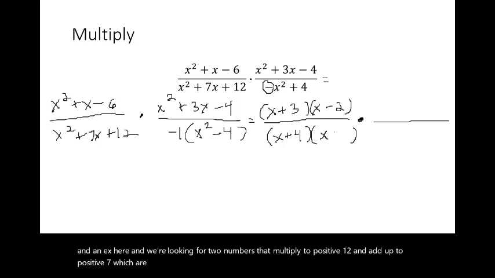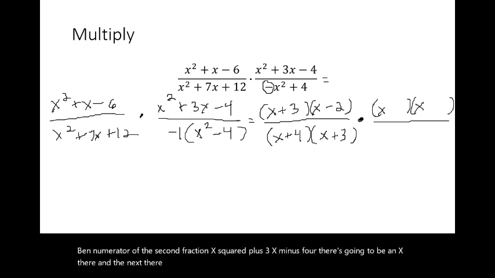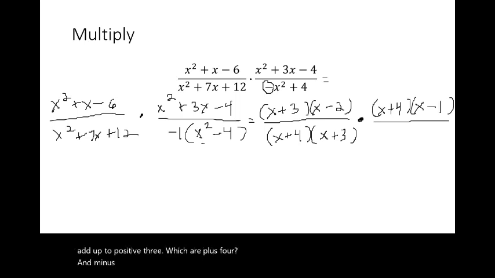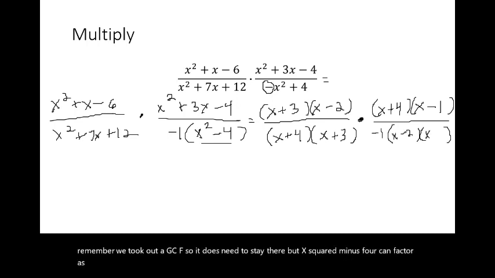Then numerator of the second fraction, x squared plus 3x minus 4, there's going to be an x there and an x there. And we're looking for two numbers that multiply to negative 4 and add up to positive 3, which are plus 4 and minus 1. Then this x squared minus 4 in the parentheses, that is a difference of squares. Remember, we took out a GCF, so it does need to stay there. But x squared minus 4 can factor as x minus 2 times x plus 2.